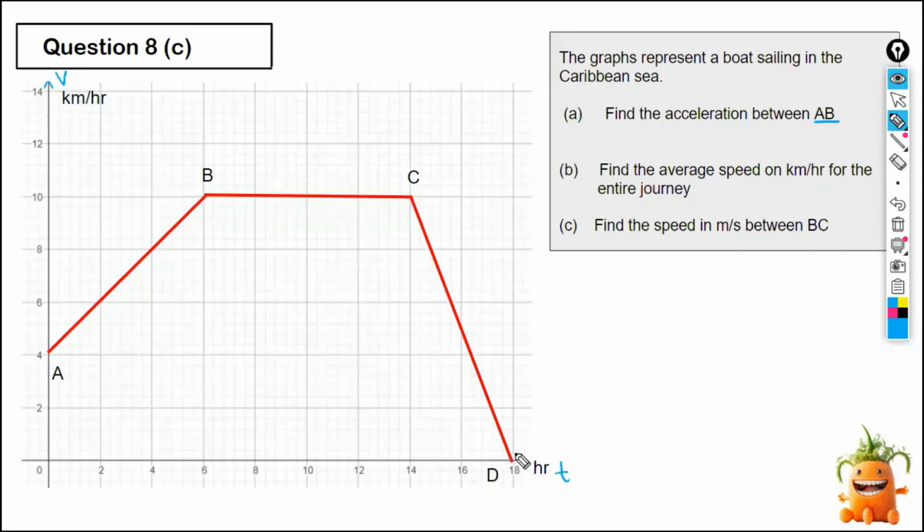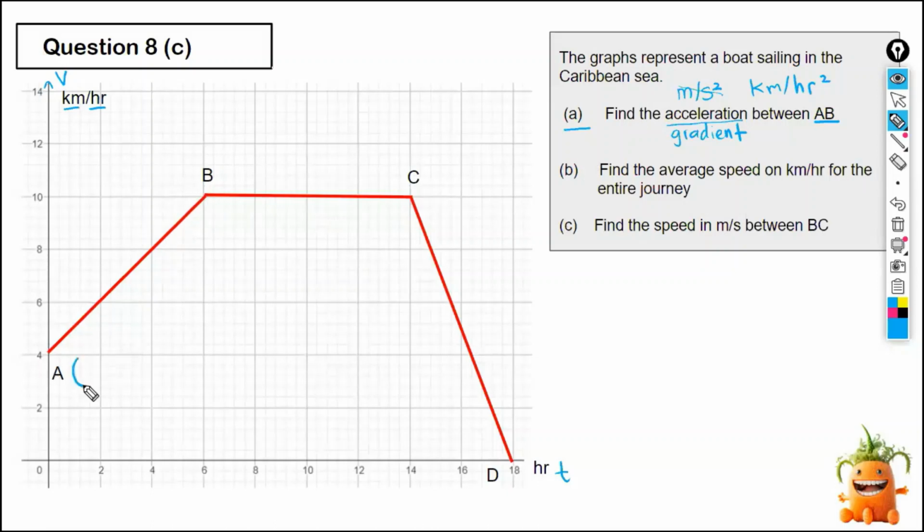Whenever you have a velocity time graph and they ask you for the acceleration, they're really asking you to find the gradient of the graph. Now, acceleration usually is measured in meters per second squared, but that is if the distance is in meters and the time is in seconds. But if it's kilometers and hours, then our acceleration will be measured in what? Kilometers per hour squared. All right. But anyway, find the gradient of AB. That is all part A is asking you for. The gradient between A and B.